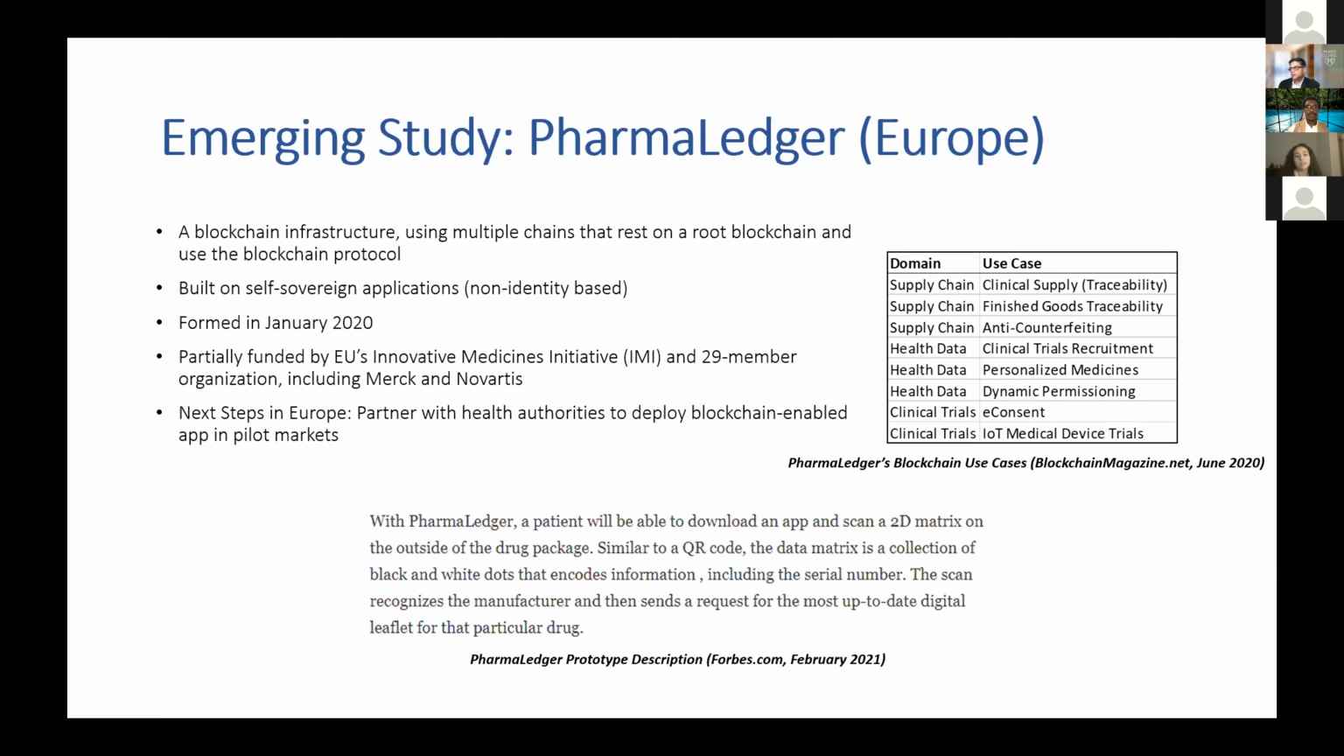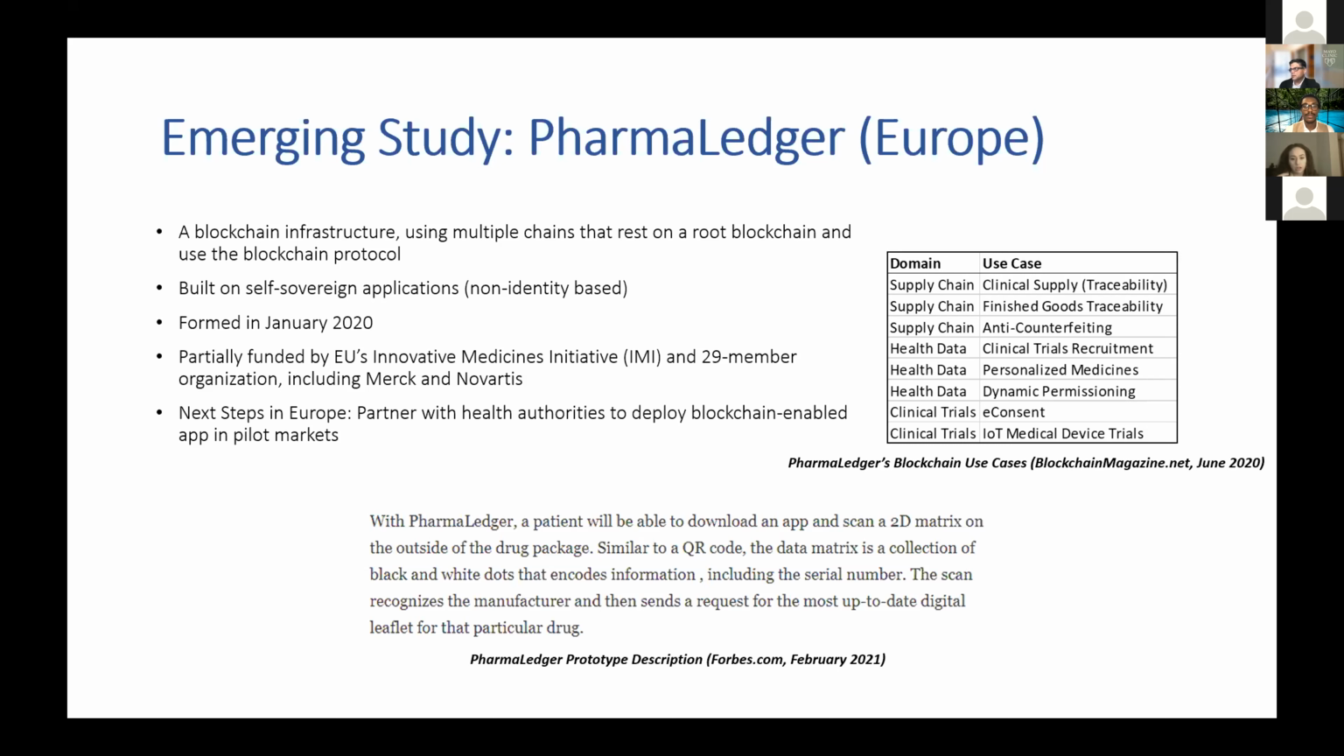They formed this alliance in January of 2020, so just last year, and it was partially funded by the EU's Innovative Medicines Initiative, and it has 29 member organizations, including GlaxoSmithKline, Merck, and Novartis. So they've been piloting and participating in the development of this project in the EU, not in the US yet. So next steps in Europe, actually, it's been successful.